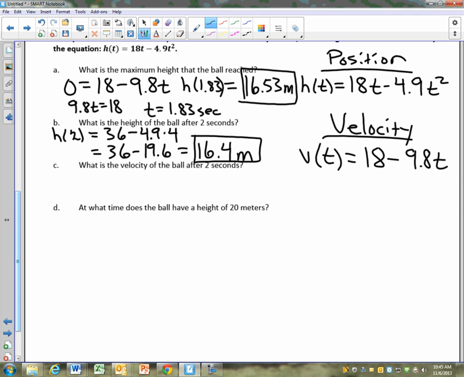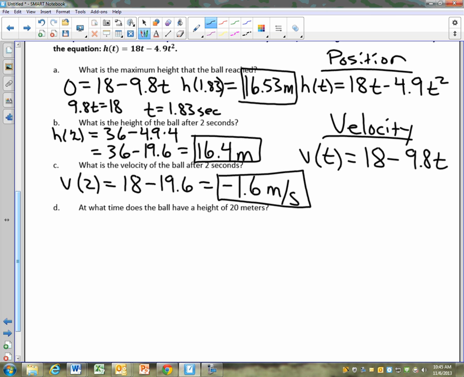Next question, what is the velocity of the ball after 2 seconds? What do I plug that into? The velocity function. v of 2 is equal to 18 minus 9.8 times 2, which is 19.6. Negative 1.6. What's the label? Meters per second. You have to label on your test. Know what you're using. If it's a derivative, it's a rate. Does it make sense that the derivative is negative? Because it's going down. Okay.